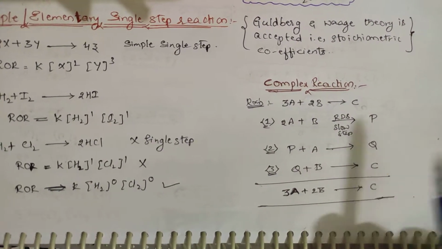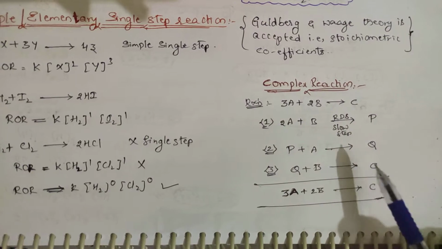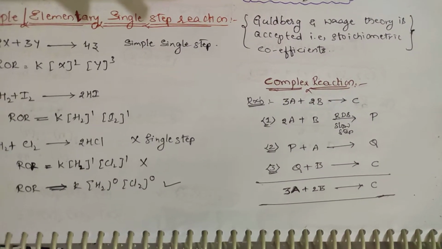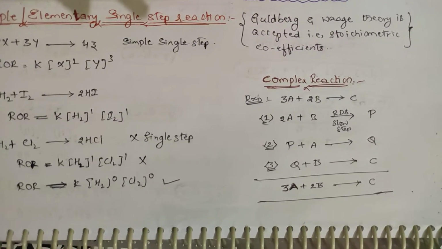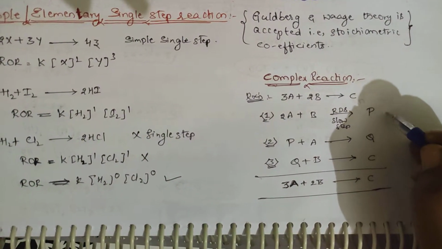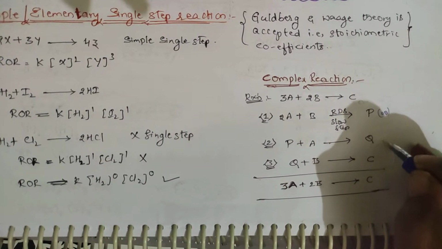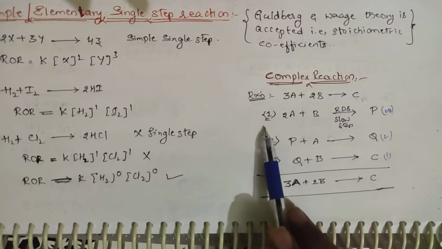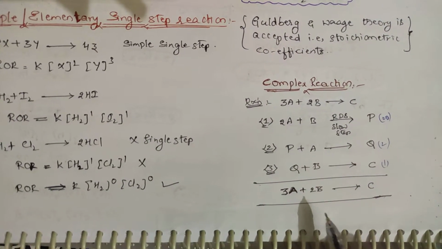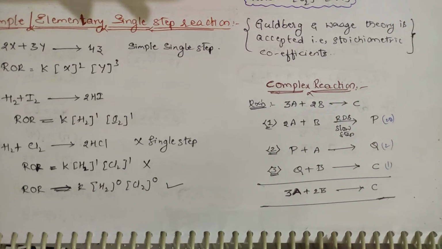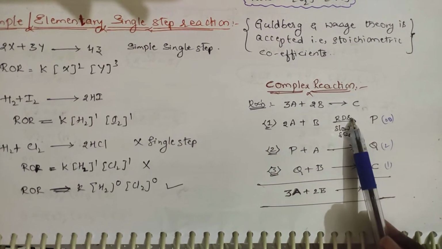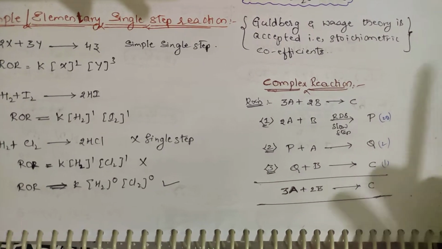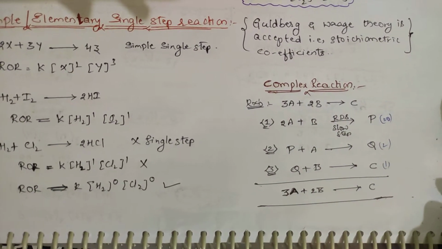Getting this? 2A plus B, RDS. Among the three steps, the first step is the slowest step. Let me take this one occurring in 20 minutes, this one in 2 minutes and this one in 1 minute. Which is the slowest step? This is the slowest step. In a complex reaction, the step which occurs very slowly is called the rate determining step, and it is also called the slowest step. Based on that step only, the rate of the reaction is determined.